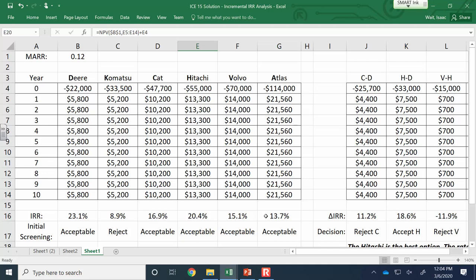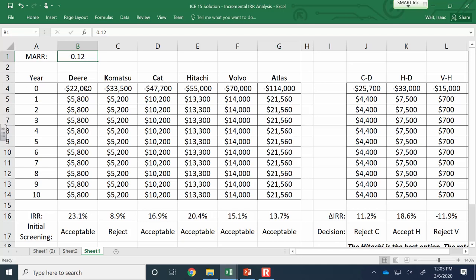So if you want to check what you've done, I've got my solution so far up on the screen where we did the initial screening of each alternative, calculating the internal rate of return of each one of them individually, and then comparing it to the MAR. And you'll notice that I ended up rejecting Komatsu because its rate of return was less than the MAR. All of the others were acceptable.